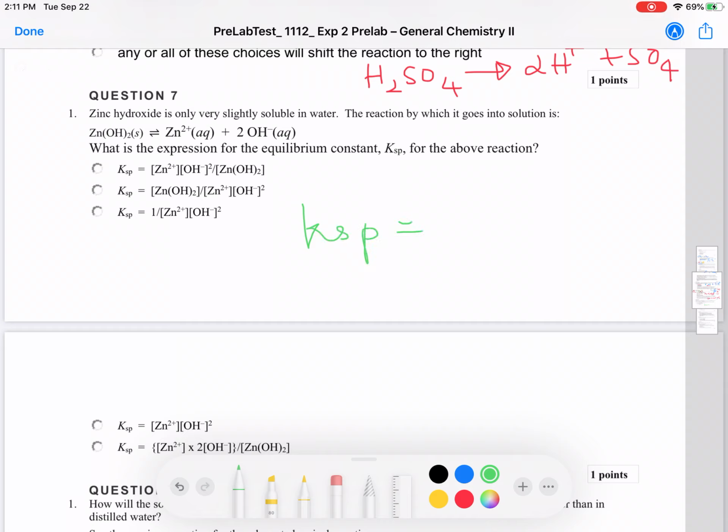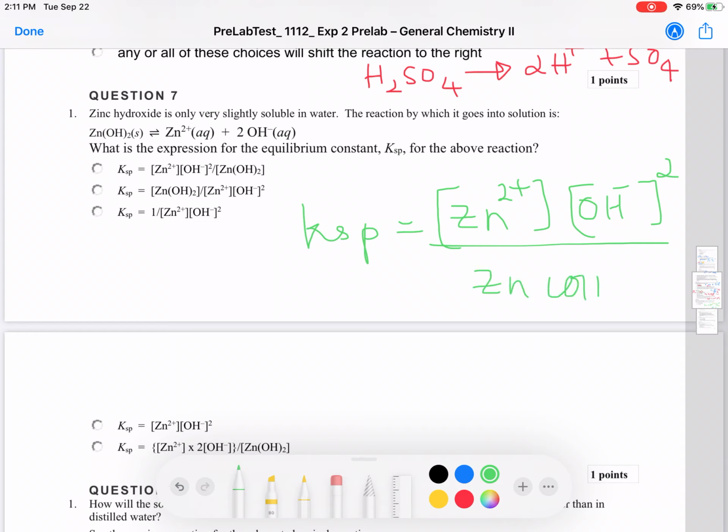Ksp is going to be the concentration of the products over the reactants. So our products are going to be zinc 2 plus. There is no coefficient at the beginning, so just leave it like that. And then the hydroxide, there are 2 hydroxides, so I have to raise it to the power 2. And zinc hydroxide concentration. Okay, so now these two are aqueous.